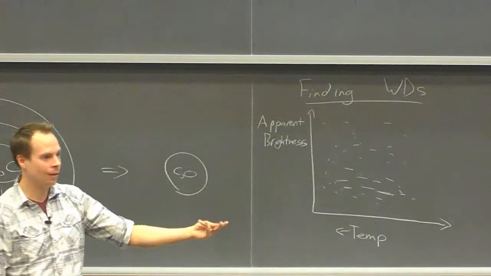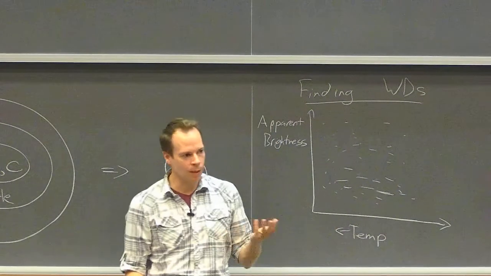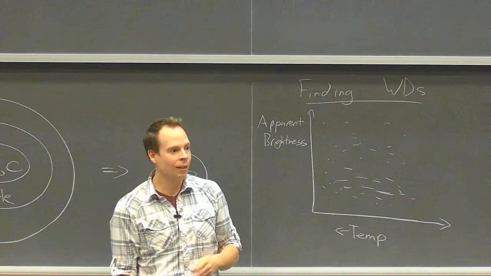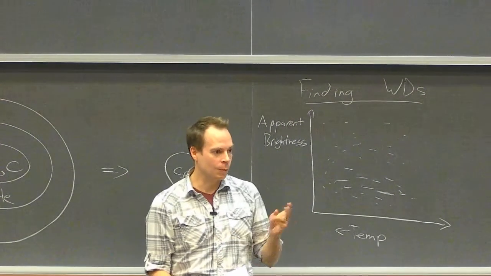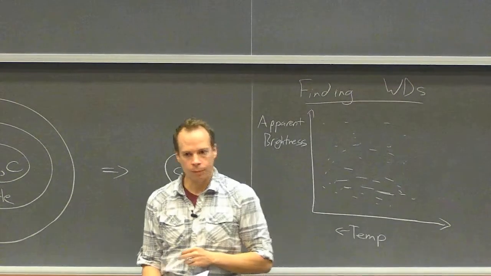Which spectrum? Visible spectrum? Yeah. Most of these measurements are made in visible light. You can also look in other wavelengths, and that can help you identify different types of stars as well. But those observations are often more challenging.